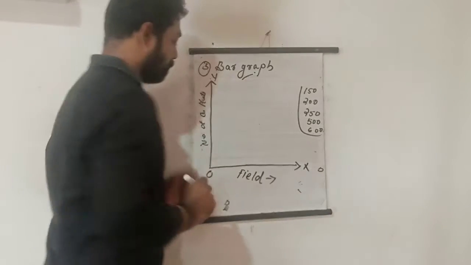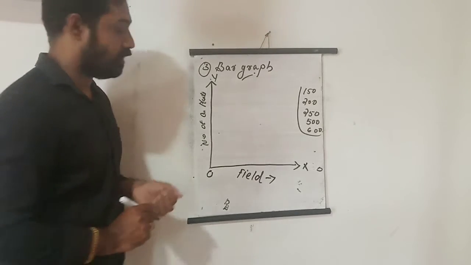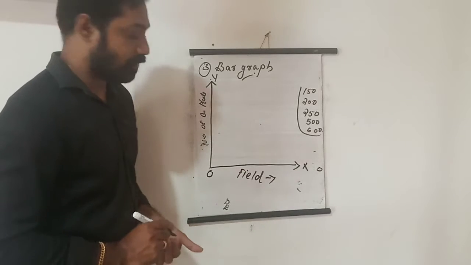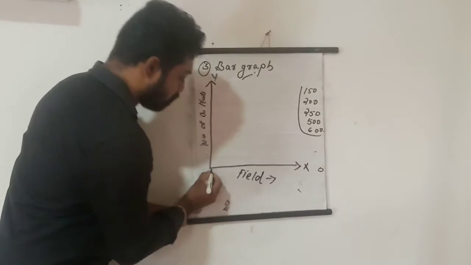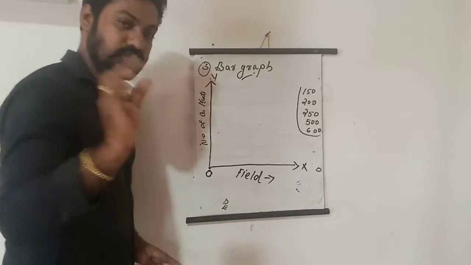Number of cabbage plants, I just write it this way. So this is the y-axis and this is the x-axis. This point is our starting point, and here it shows us 0 as the start.